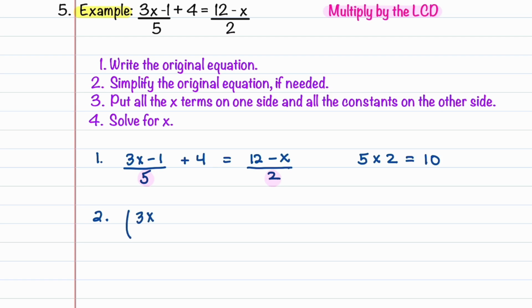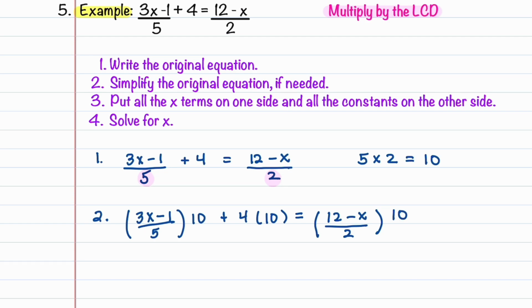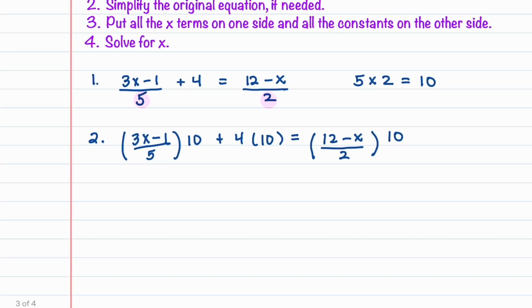We're going to have 3x minus 1 divided by 5. That term gets multiplied by 10. And then we have 4. That gets multiplied by 10. And then our right-hand side, 12 minus x divided by 2, also gets multiplied by 10. Now let's simplify each of these expressions. Notice that our 5 can go into our 10 2 times. So this just gives us 3x minus 1 times 2. And then 4 times 10 is 40. And then on our right-hand side, notice that 2 goes into 10 5 times.